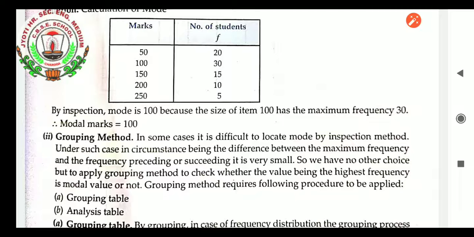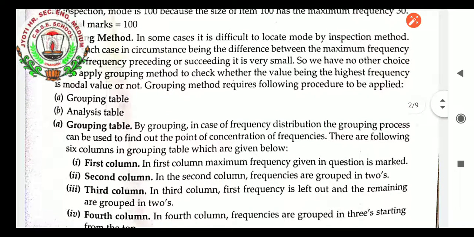The grouping method requires the following procedure to be applied. Very first, a grouping table; second, an analysis table. Grouping table: in the case of a frequency distribution, the grouping process can be used to find out the point of concentration of frequencies. There are the following 6 columns in the grouping table. In the very first column, we add up 2 frequencies. Just do it: in the grouping table, add up 2 frequencies. First to second, then third and fourth, then fifth and sixth, then seventh and eighth, likewise you add up.